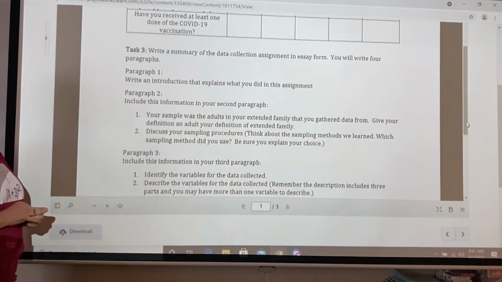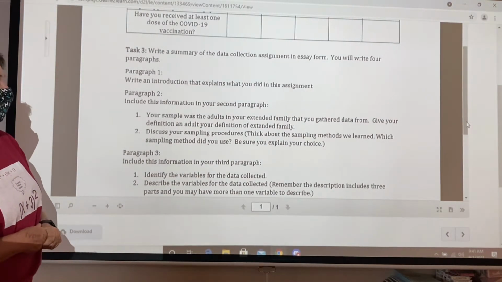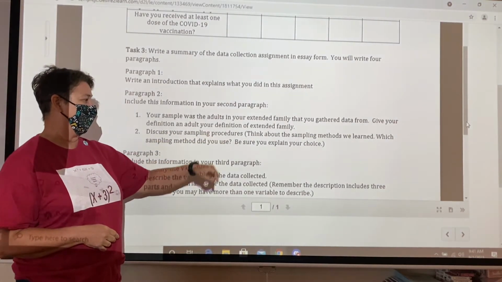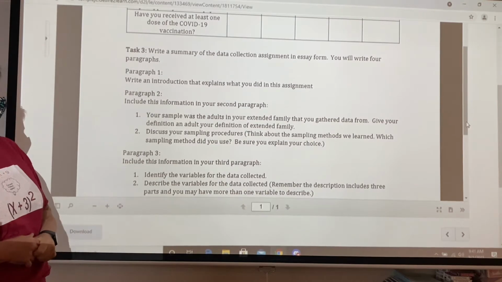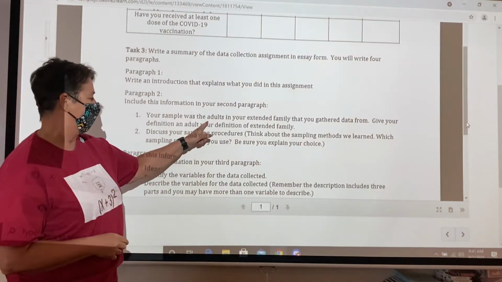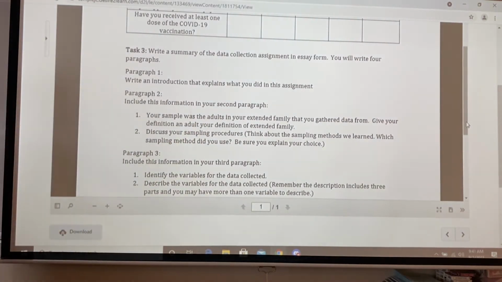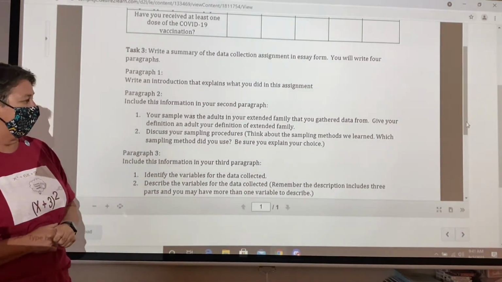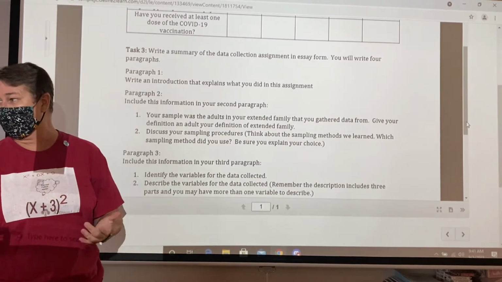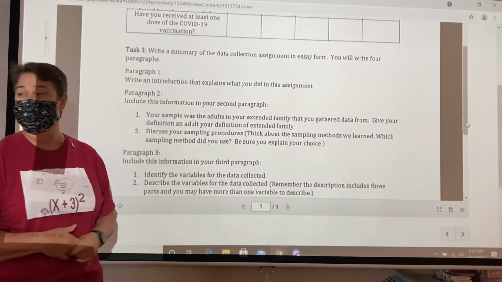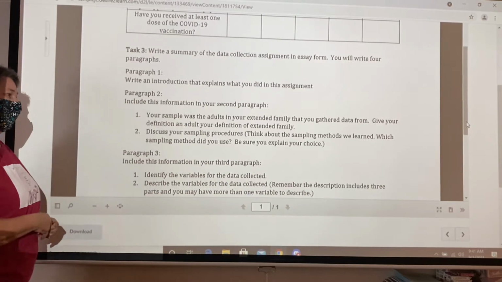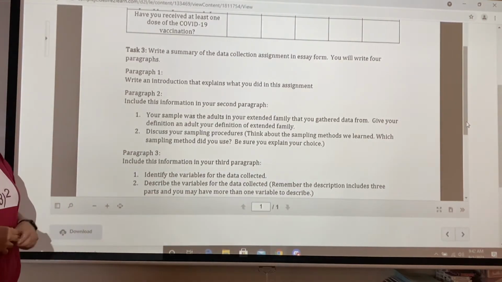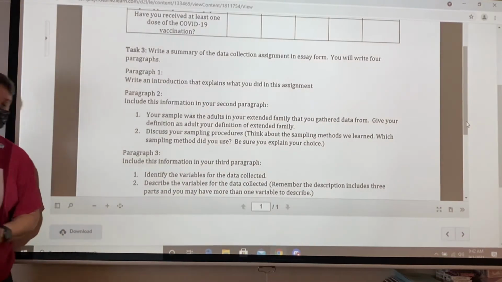It says your sample is the adults in your extended family that you gathered data from. Give your definition of an adult and your definition of extended family. Then, number 2, discuss your sampling procedures. Think about the sampling methods that we've learned about, the ones that you're doing in the Gettysburg Address application exercise. Think about those different ones. Which sampling method did you use? And explain to me how you know that that's the sampling method you used.